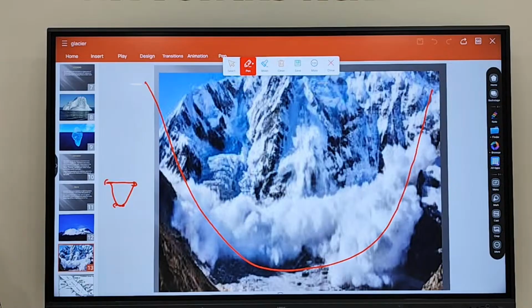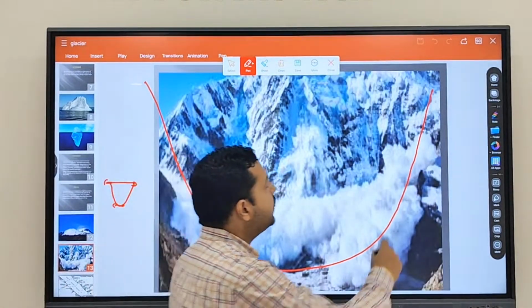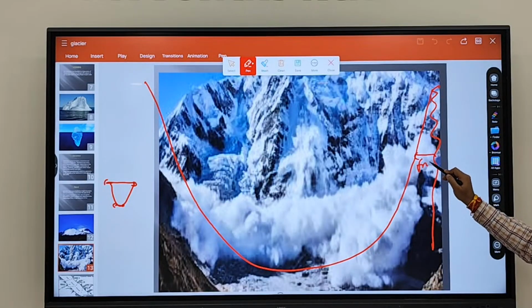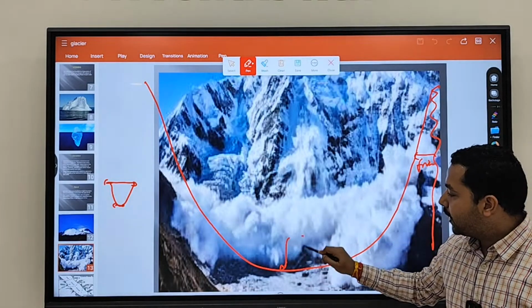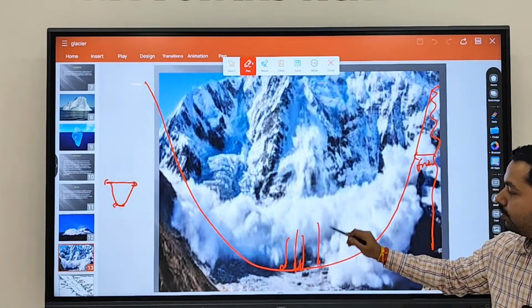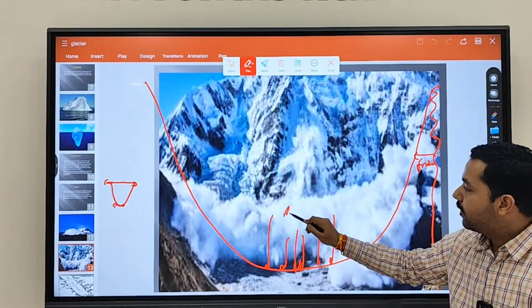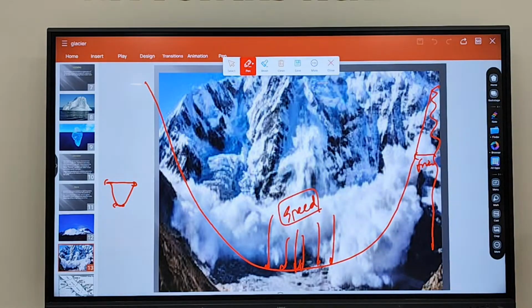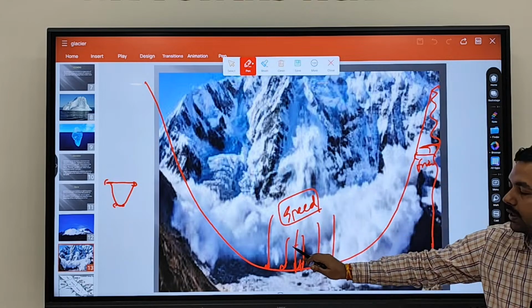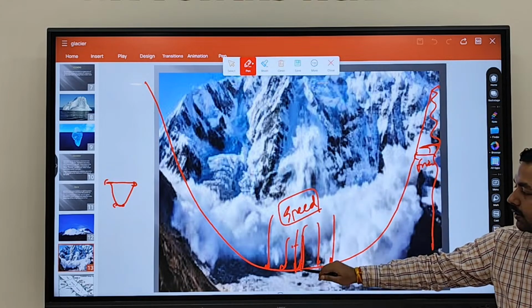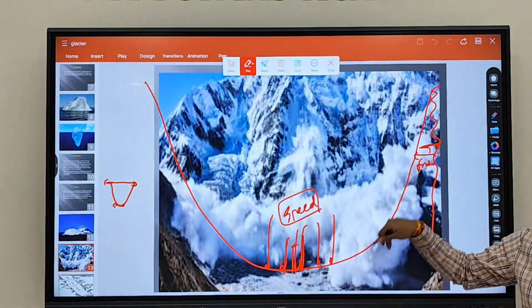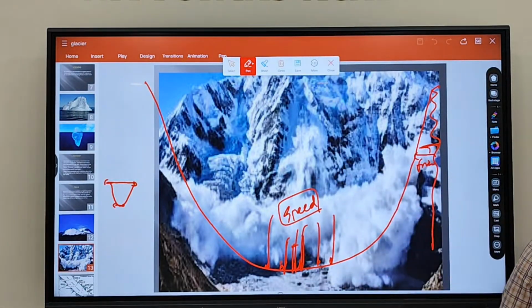So when a glacier starts to move down, you will find this type of shape, which is referred to as a tongue shape. Why? Because here the glacier is facing the friction of the mountain. At the middle part, the glacier will move with a high speed. At the edges, the glacier will move with a low speed, because here more friction is there, here less friction is there. So that's why you will see more movement of glacier at the middle part, giving it which type of shape? Tongue shape. Clear?